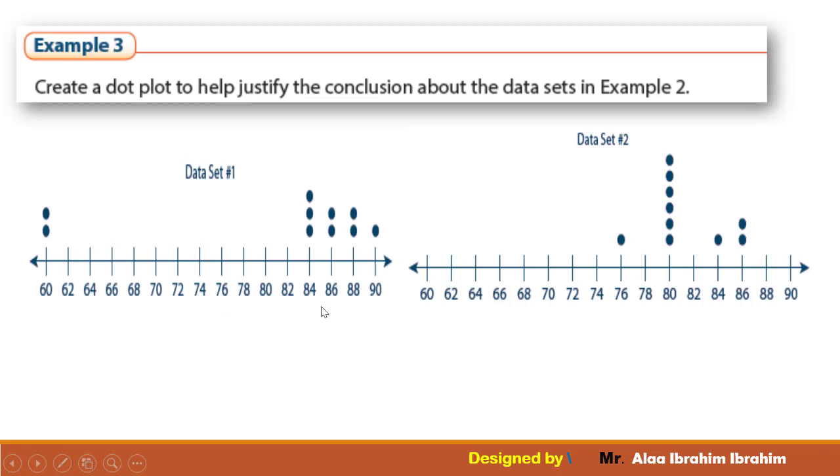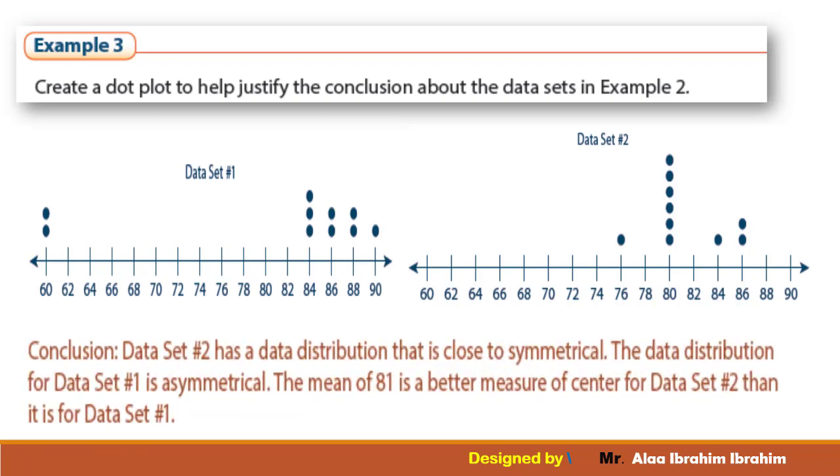Okay, now we're going to two different data sets here with dot plots, on a number line. This is my data in this example. For the other example, I made a dot plot. So I completed the other example, but this time drawing it as a dot plot. This is the dot plot for example 2.